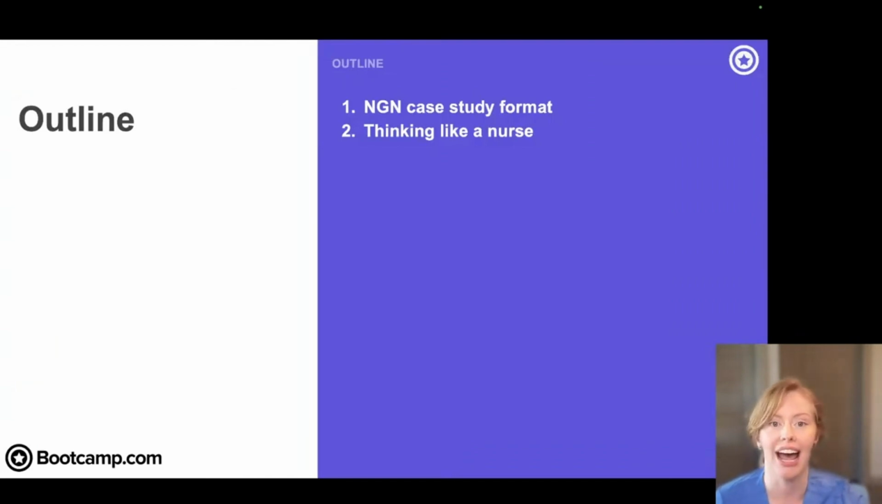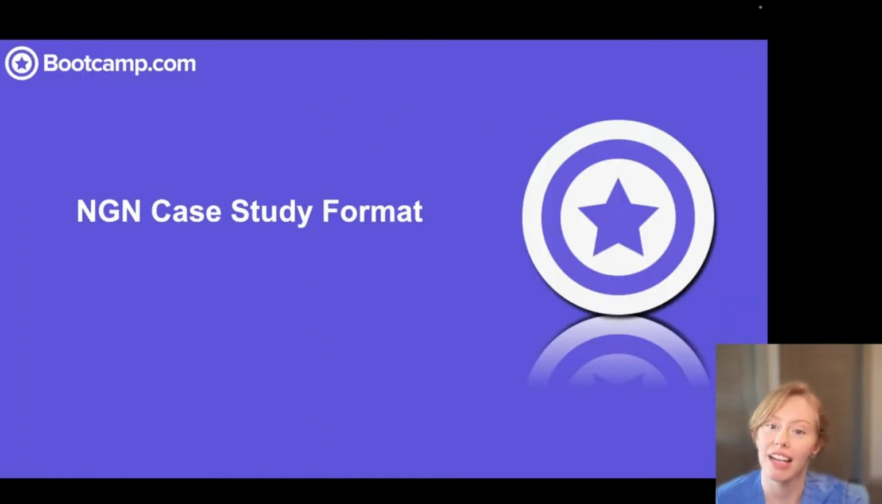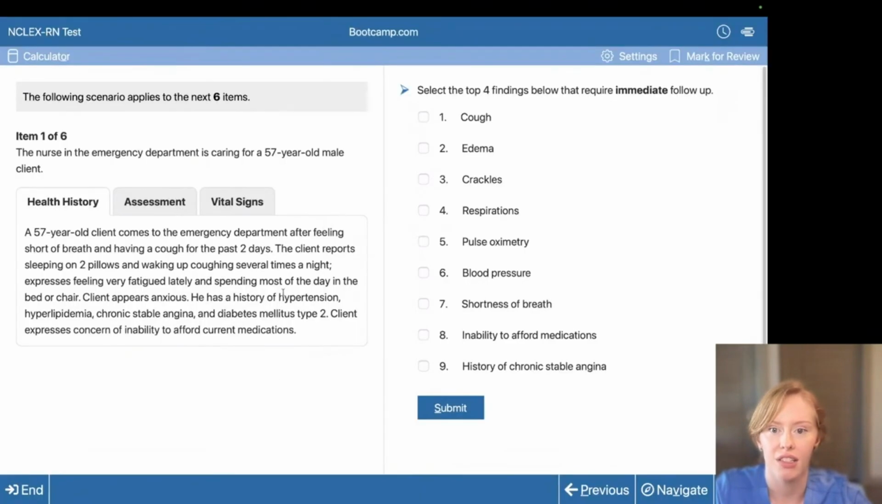First, we're going to look at how these cases are formatted, and then we're going to spend most of our time teaching and practicing how to think like a nurse. This is really the big difference between the old NCLEX and the new Next-Gen NCLEX: the new NCLEX expects you to know how to think like a nurse, and they test that using their case studies. We actually have 50 case studies online that we use to give you plenty of practice.